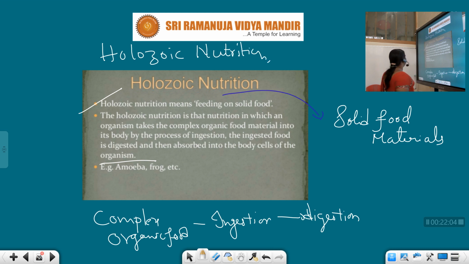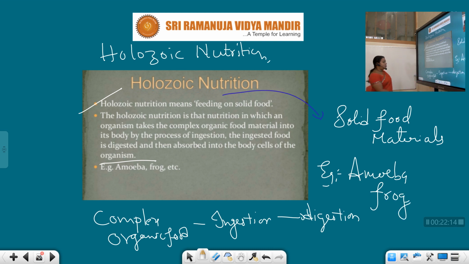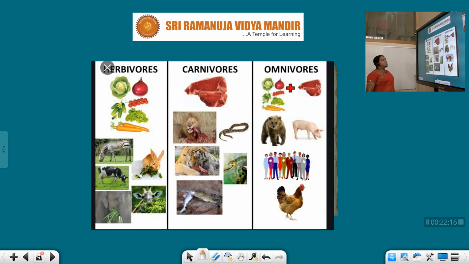Okay, the maximum examples for this are, students, amoeba and frog. This is the holozoic interaction, students. You know, based on the type of food habits, living creatures are divided into 3 more types.